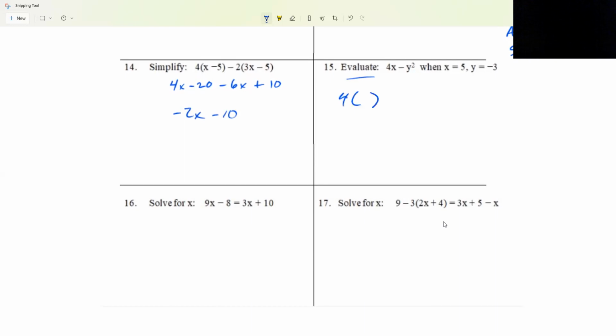So use a parenthesis, plug in 5 for x minus -3 squared. Now it's just an order of operation deal. So you're going to get 4 times 5 minus -3 squared is going to be +9. Okay. If you want to put your parentheses around that, that's fine. This is going to give you 20 minus 9. So your answer is going to be 11.